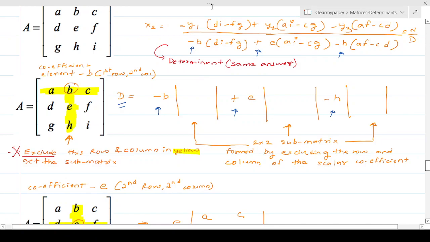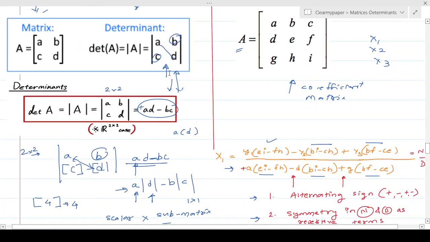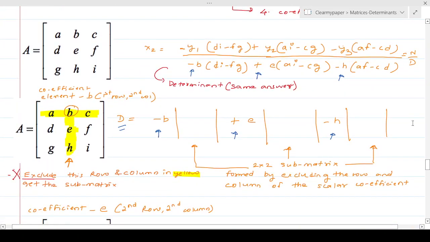And just like how we had AD minus BC here, we can express in the same format in this fashion. So we are going to express in this format. And how do you express that? So you have DI minus FG. So I know that there is a cross multiplication. So D will be here, I will be here, and F will be here, and G will be here. So that way it's DI minus FG.